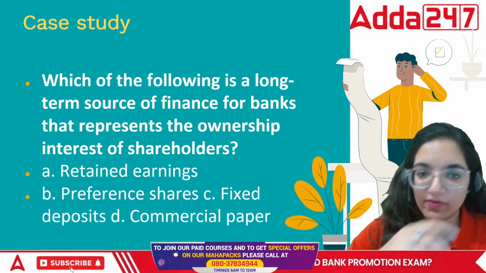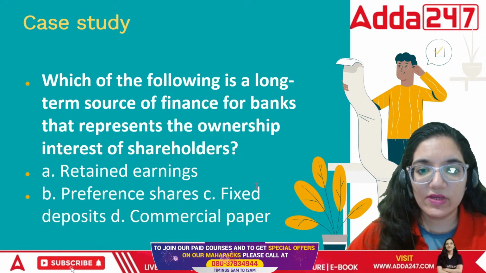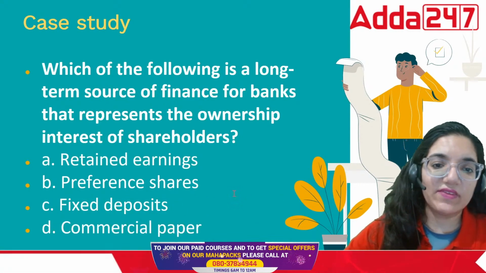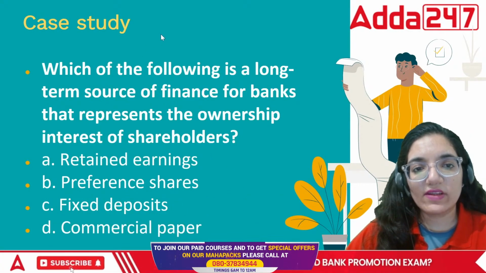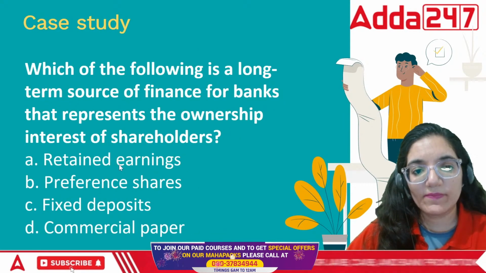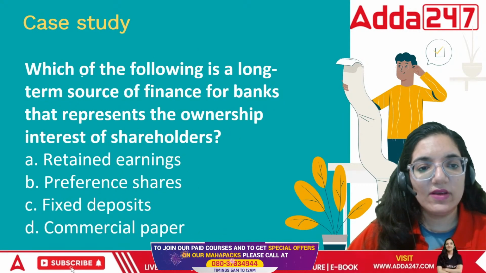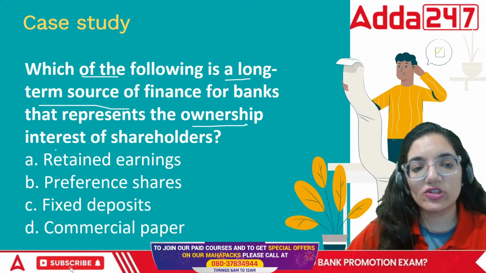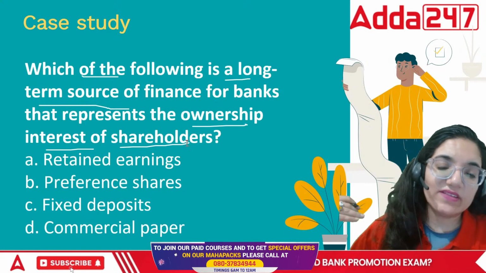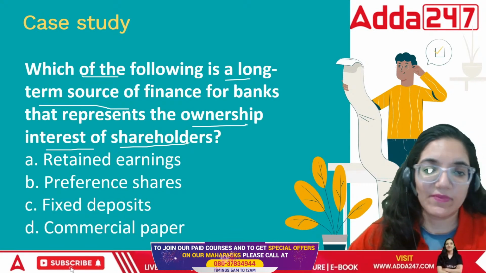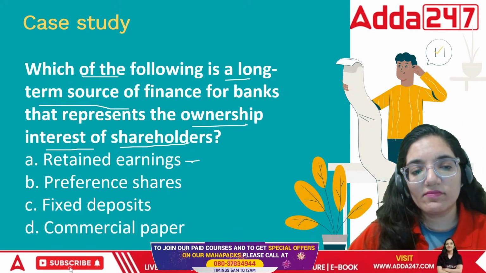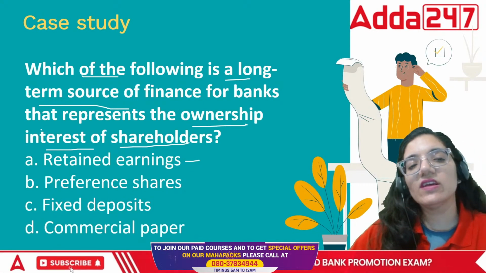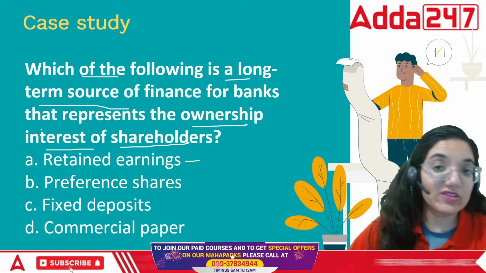this says, which of the following is a long-term source of finance that the bank's represent the ownership interest of shareholders? Visible everyone clearly now? Which of the following is a long-term source of finance which represents the ownership interest of the shareholders? That means it belongs to the business itself. See, there are two things here, but I would say in terms of long-term source there is only one.